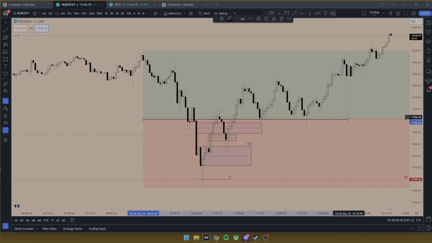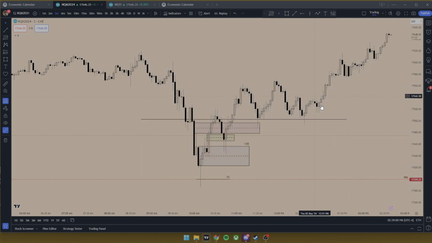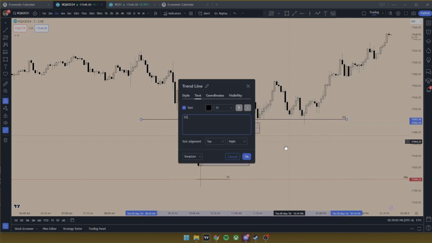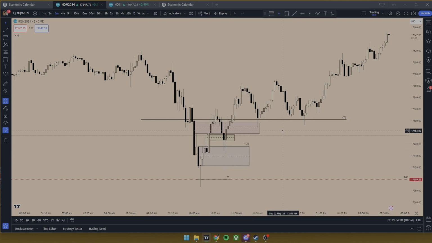So I'm going to mark out our equilibrium price point here, and I'm going to remove this Fibonacci. I'm going to label this equilibrium. So now, knowing this information, maybe we missed this entry or we didn't have enough risk to put on our stop loss. Maybe we missed this entry, maybe we missed this entry.